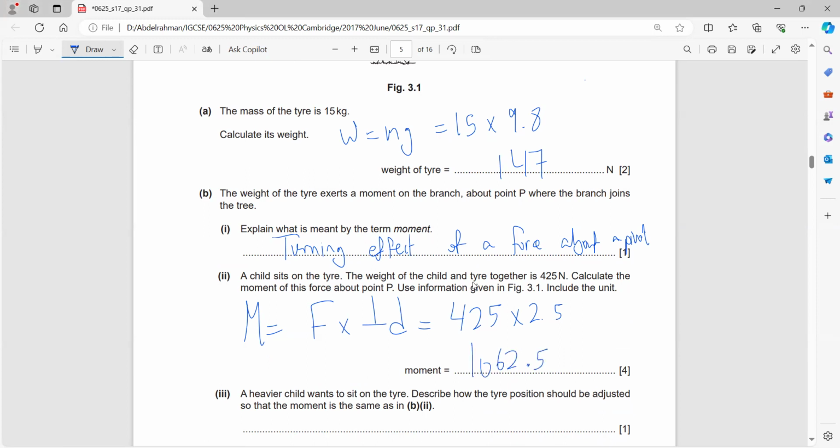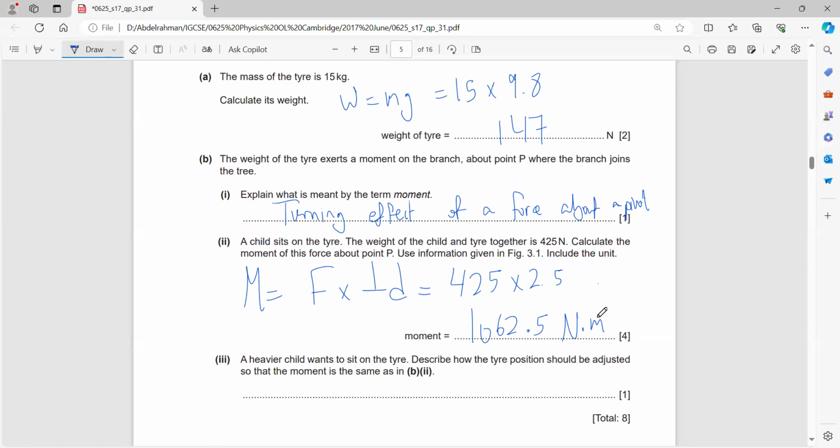1062.5. What is the unit? It has to be Newton dot meter. Okay. Newton dot meter or Newton meter. You can say Newton meter or Newton dot meter. It is okay.